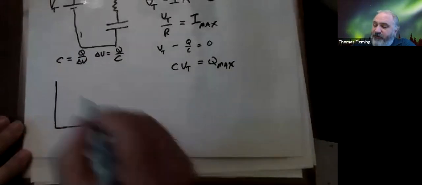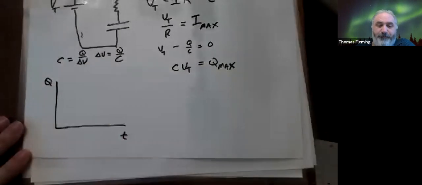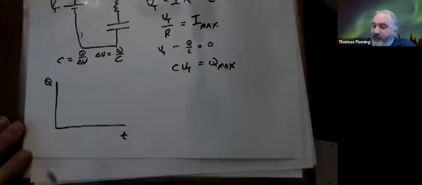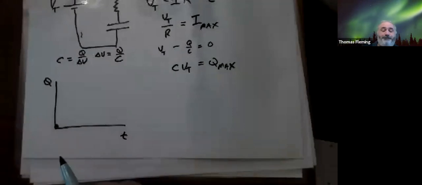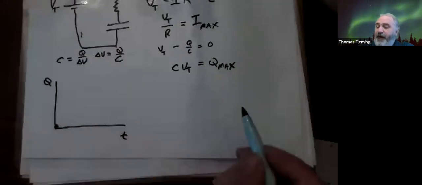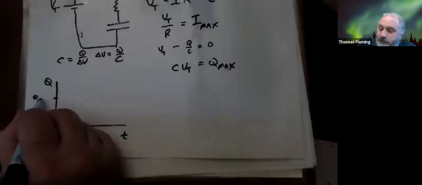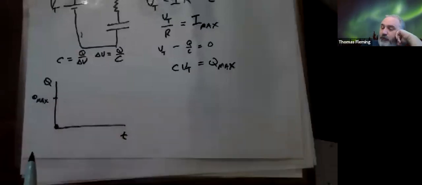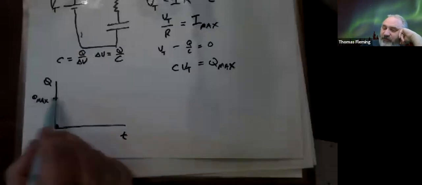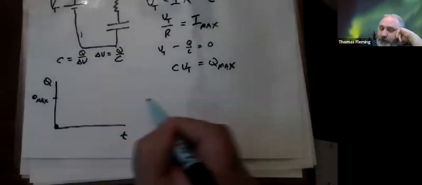So if this is how much charge is on the capacitor, at time zero, I've got to have nothing. I'm starting out empty, right? And then at some later time, I'm going to have Q max. So I'm going to get up to this level somewhere over here, and I'm not sure where.